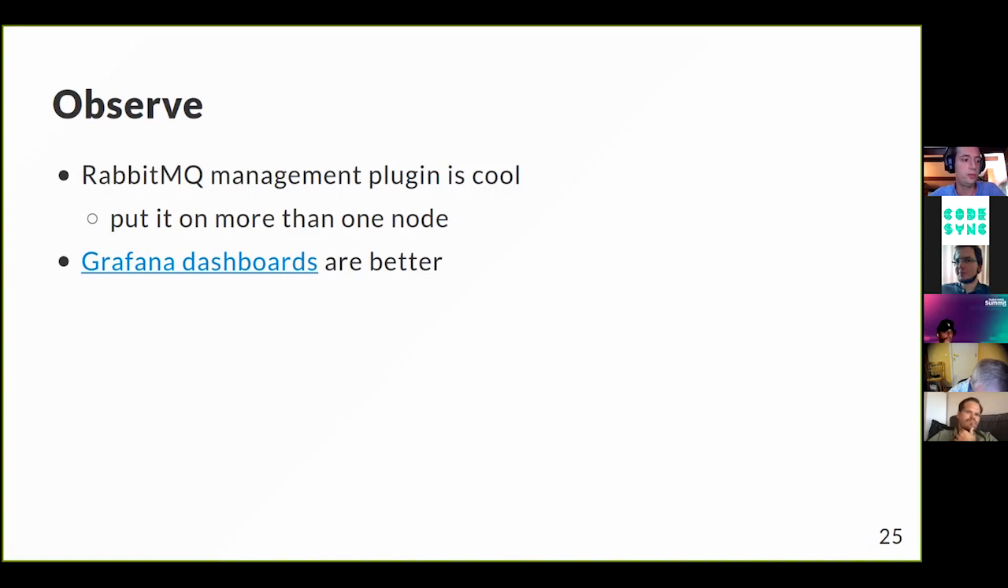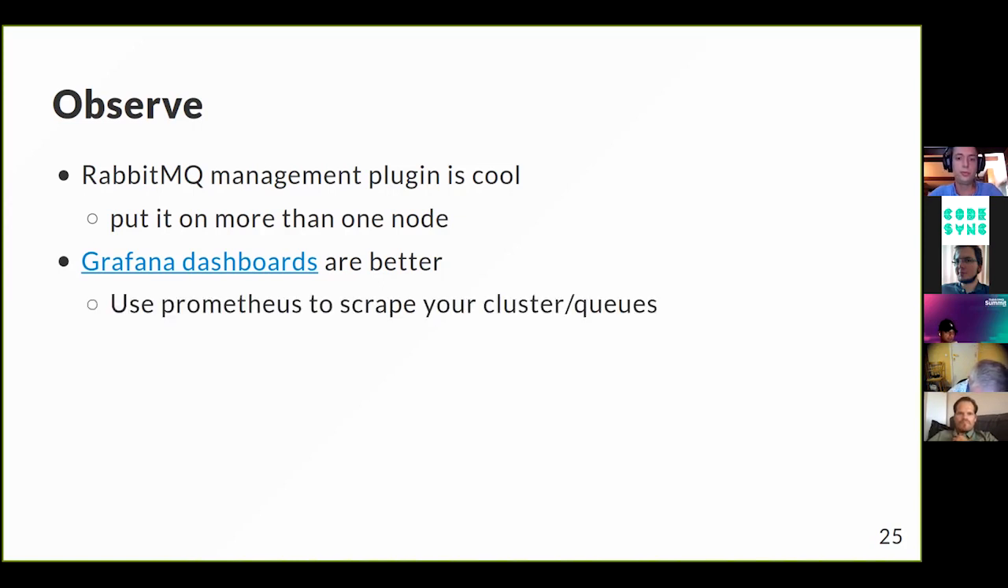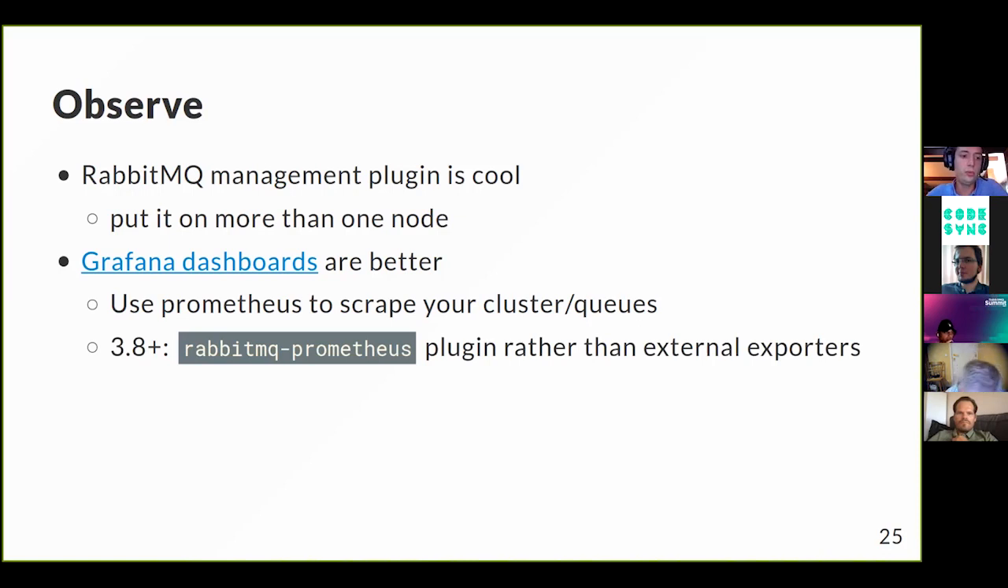And also, I advise you to add the Grafana dashboards, because you will have a much more powerful view of your own business logic in a very central way. Use Prometheus to scrape your clusters and your queues into metrics. And another really awesome feature of 3.8 was the addition of the official RabbitMQ Prometheus plugin, which was really, really much more efficient than any other external exporters that we used in the past. It's really easy to use and to set up. You really should enable it everywhere, every time, and use the Grafana dashboards that come with it.